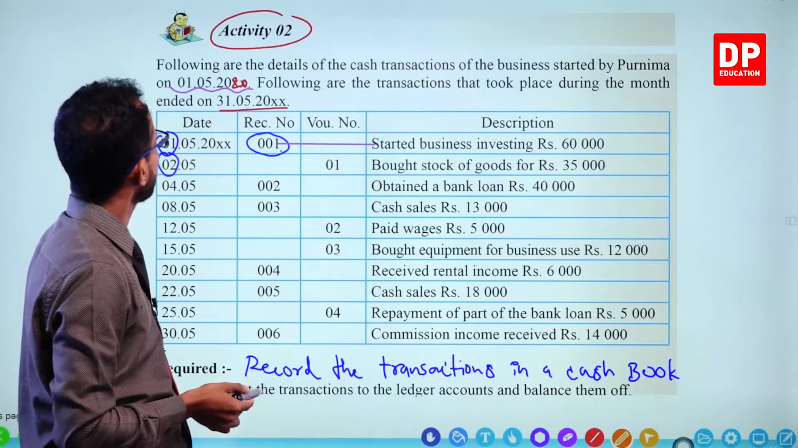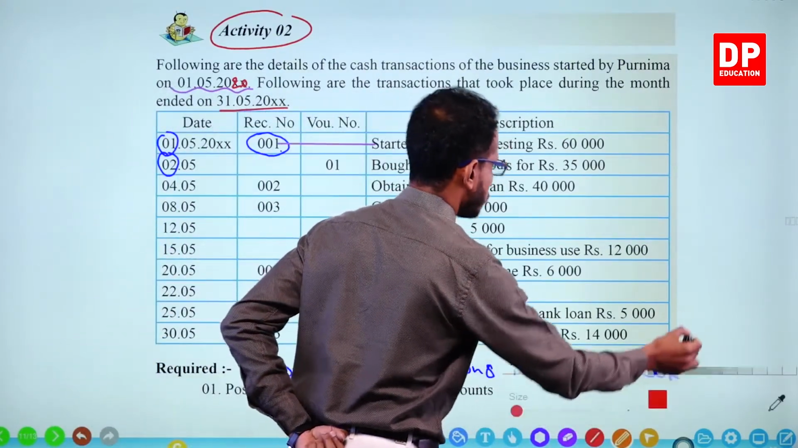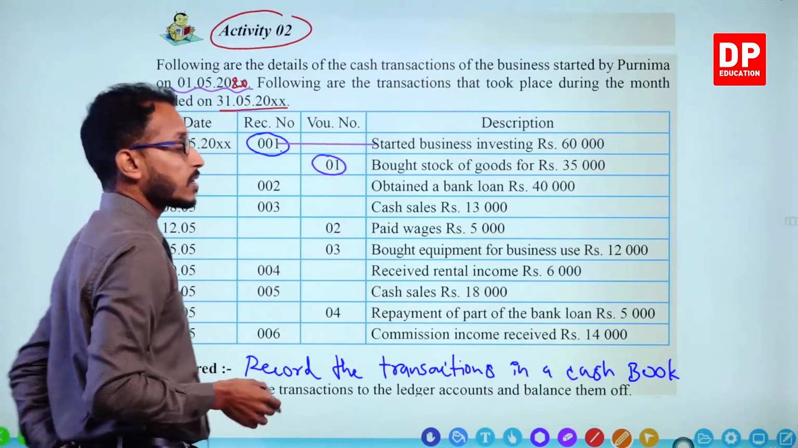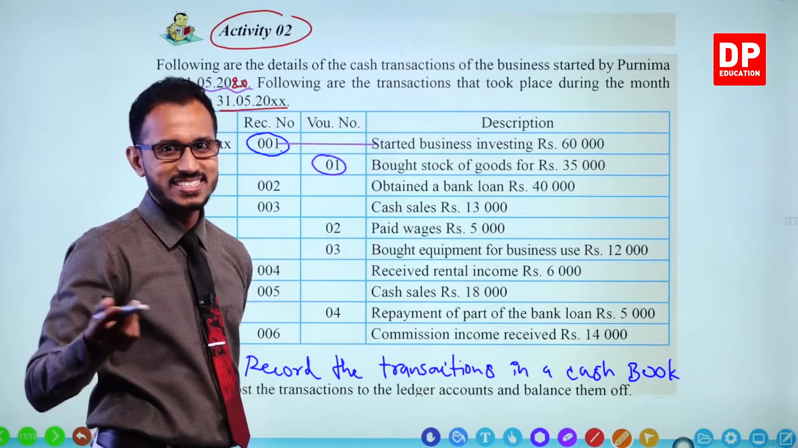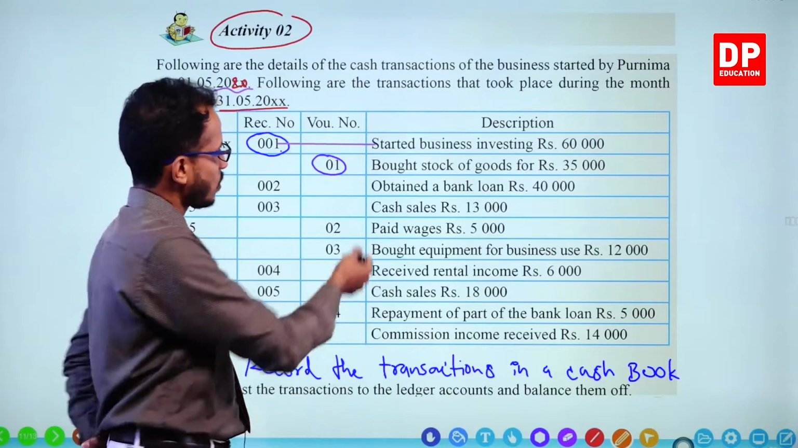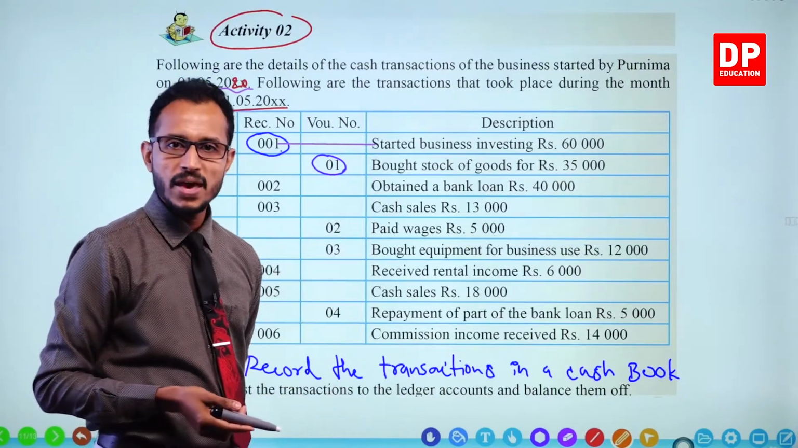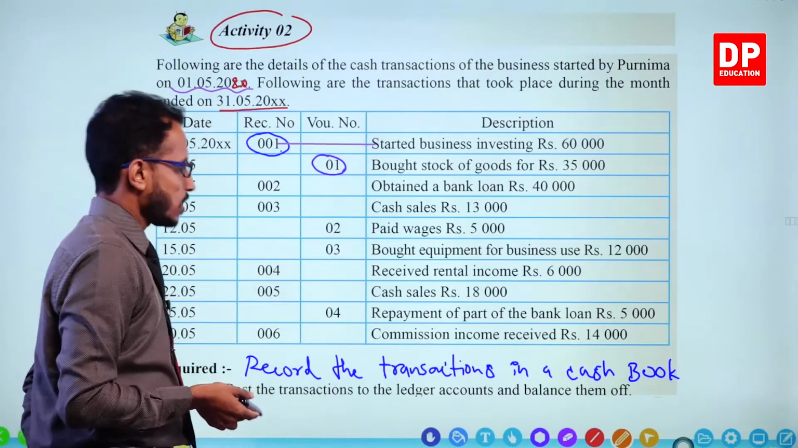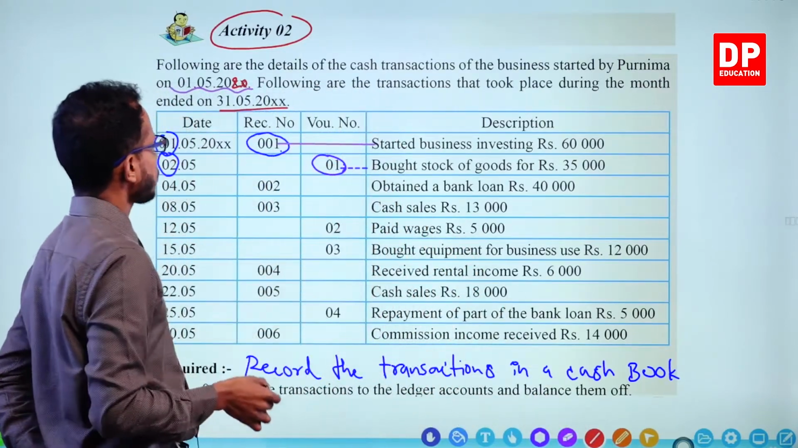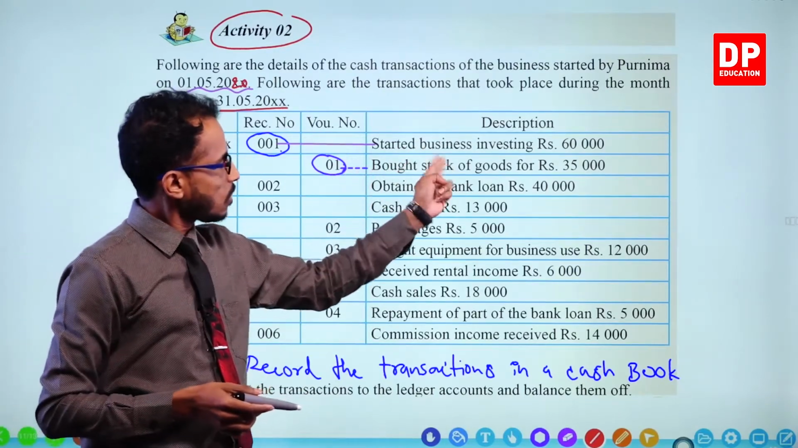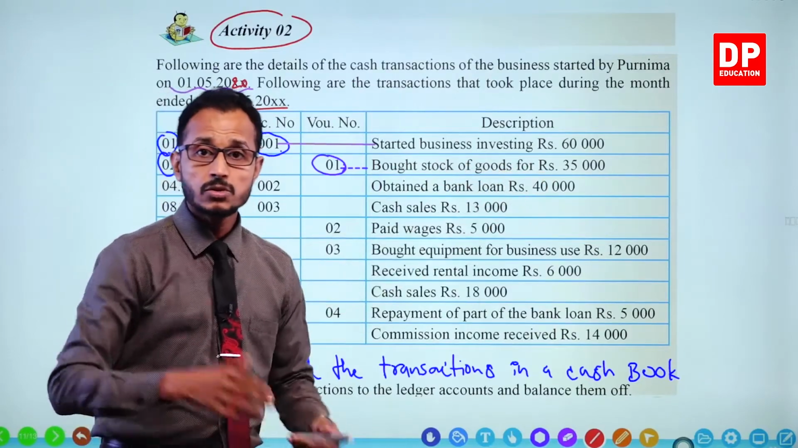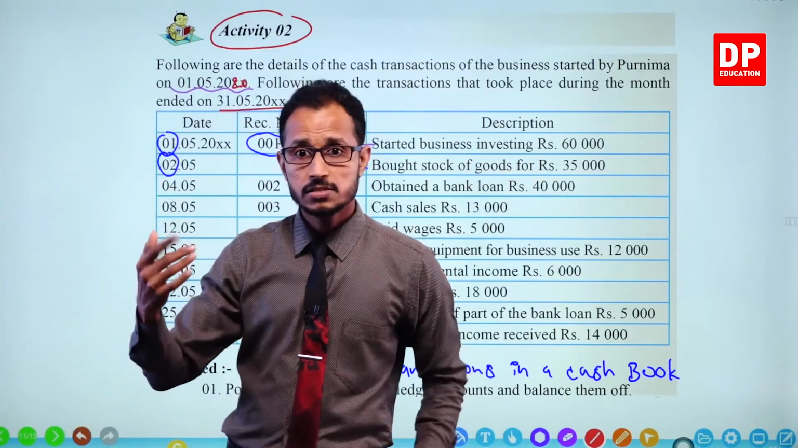Next, second May, we have a voucher number, which means it is a payment. It's easy. If it is a receipt number, it's a receipt. If it is a voucher number, it is a payment. What is the payment? Bought stock of goods for 35,000. Buying goods from our suppliers.